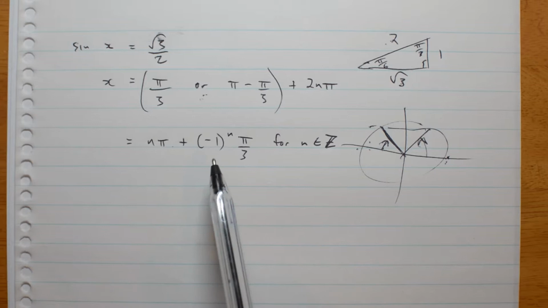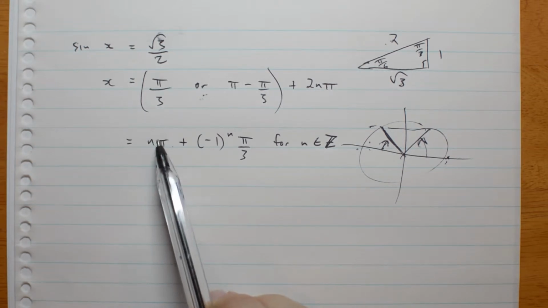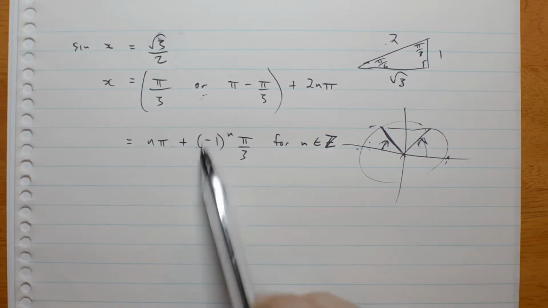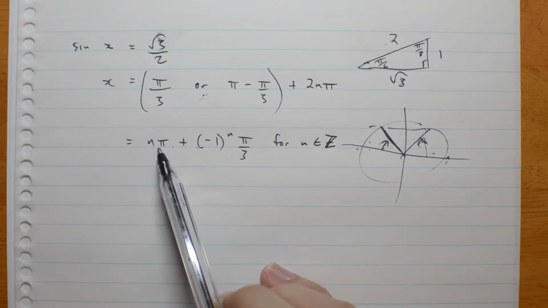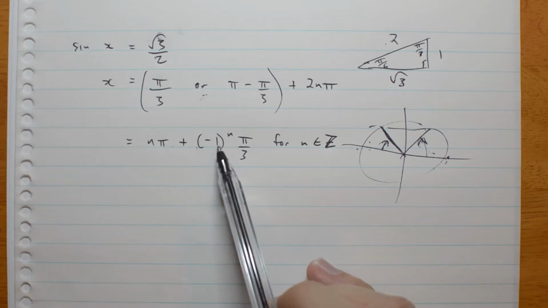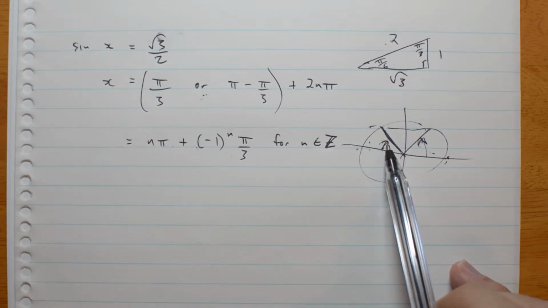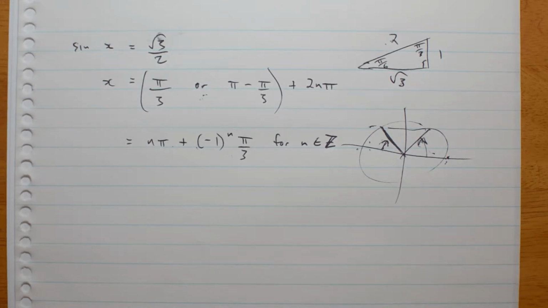So look at that again. When n is even, I'm going to get a positive 1 here and get pi on 3 added on. When n is odd, I'm going to get negative 1 here and subtract it. So that's my general solution.